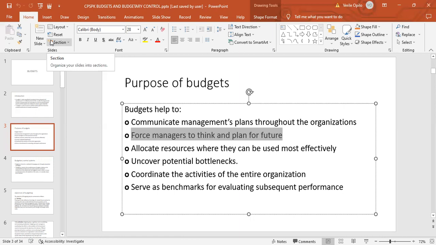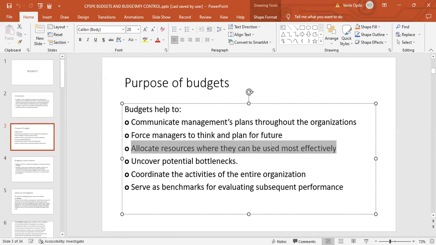You have to actually think about the future, think about how you can increase your advertising and marketing efforts so as to attract customers. So it plays a very important role in forcing managers to think and plan for the future. And when the organization is able to plan for the future, they're able to develop strategic goals that will help in achieving success for the firm.